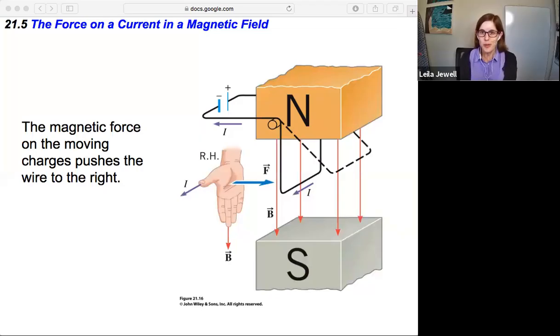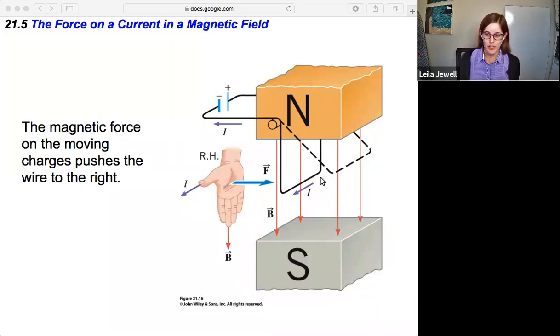Section 21.5, the force on a current in a magnetic field. So if we imagine a wire that's hanging in between two magnets, because it just has to be a wire that has some current passing through it. Turns out that wire is going to feel a force from the magnetic field if you line it up just so. Why is that though?